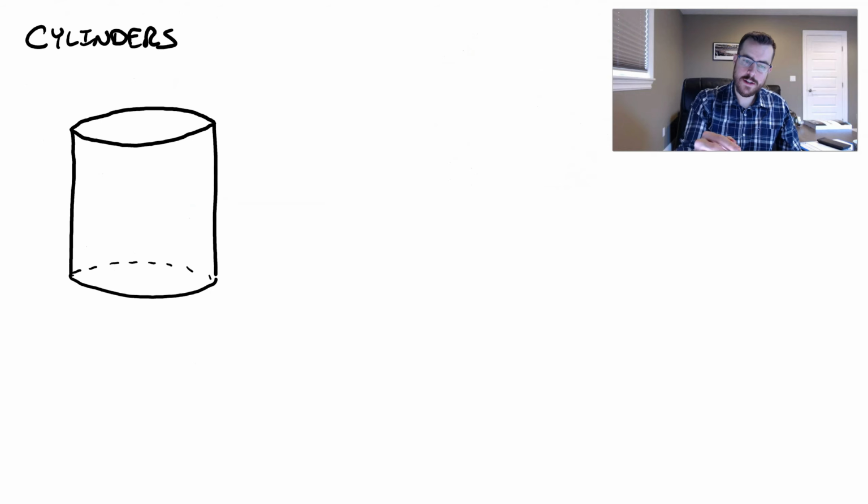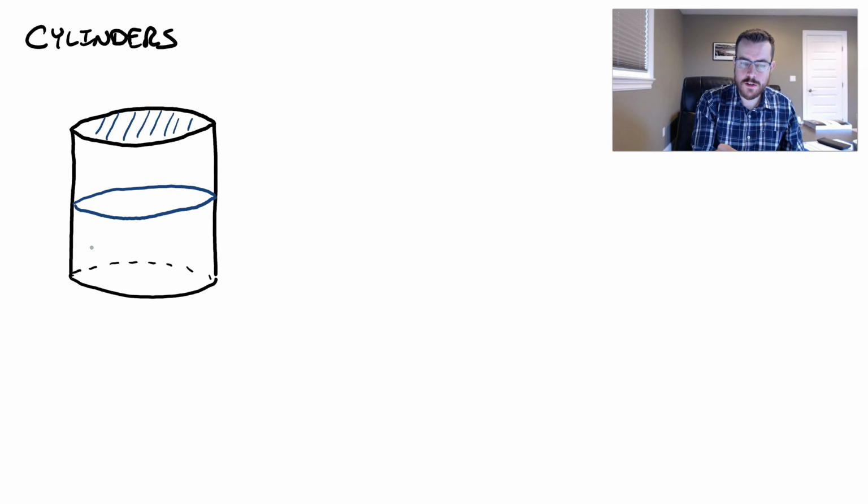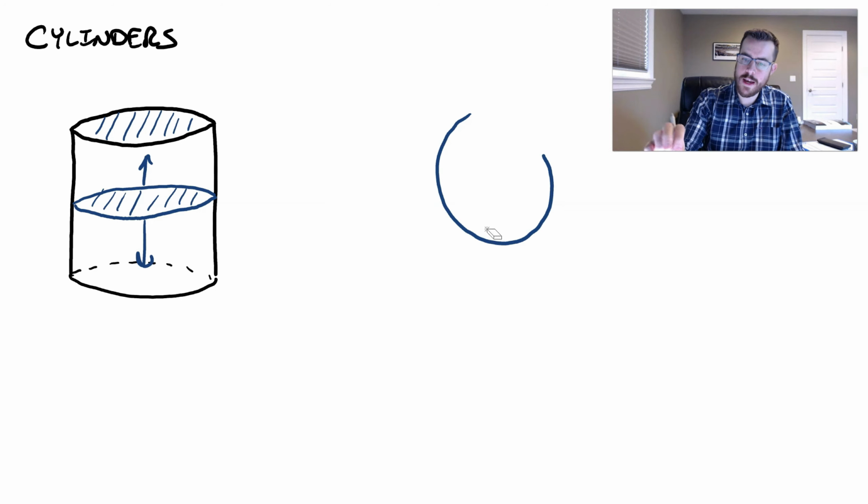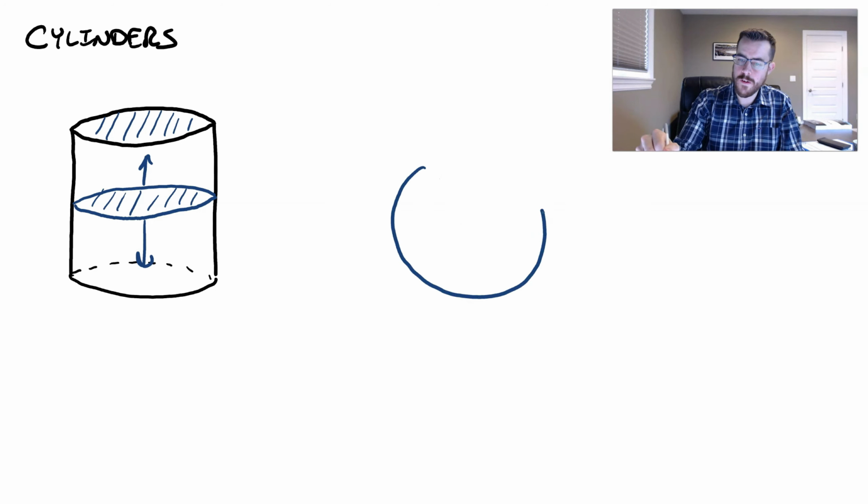Okay, let's look at a cylinder here. Again, you could see the base shape is this circle. And if we think about this, a cylinder is just composed of a bunch of these circles stacked on top of each other going up and down. So if I'm trying to figure out the volume of a cylinder, we need to start by finding the area of a circle.